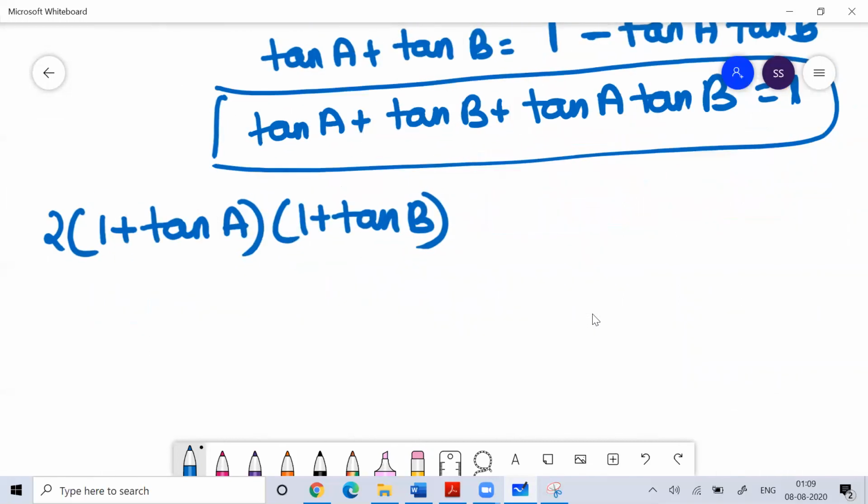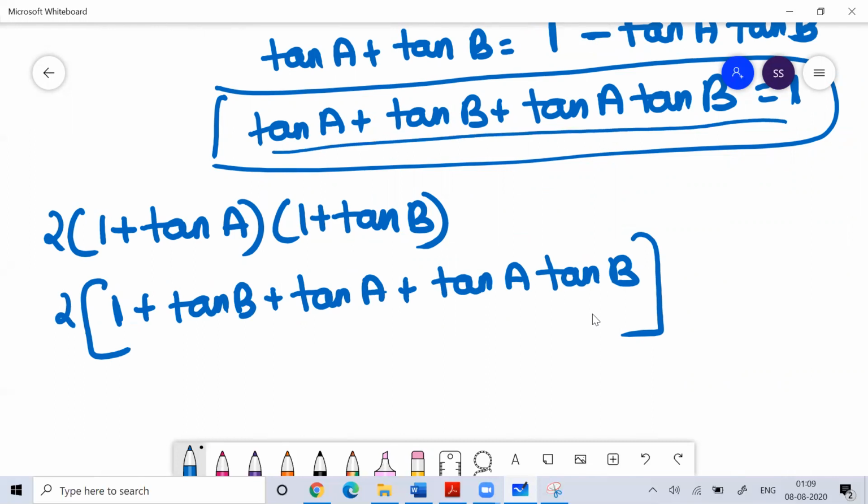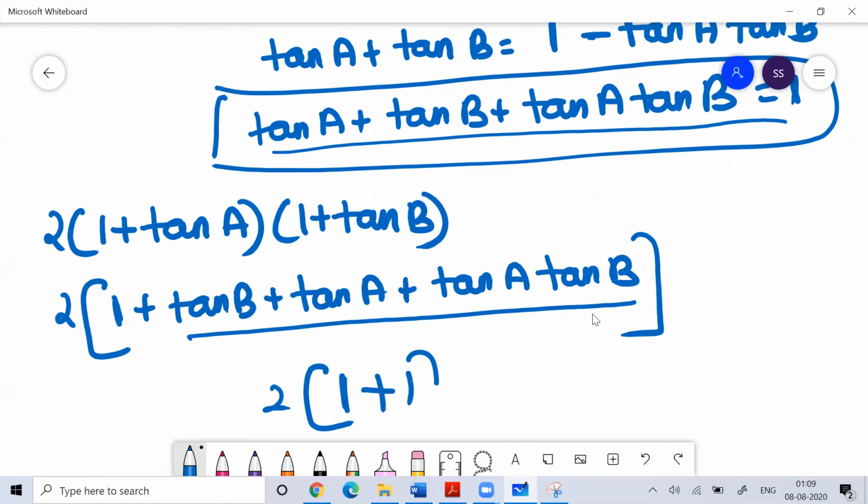So this is 1 plus tan b plus tan a plus tan a into tan b. So tan a plus tan b plus tan a tan b, this you know is equal to 1. So this is nothing but 2 into 1 plus 1. This value is equal to 4.